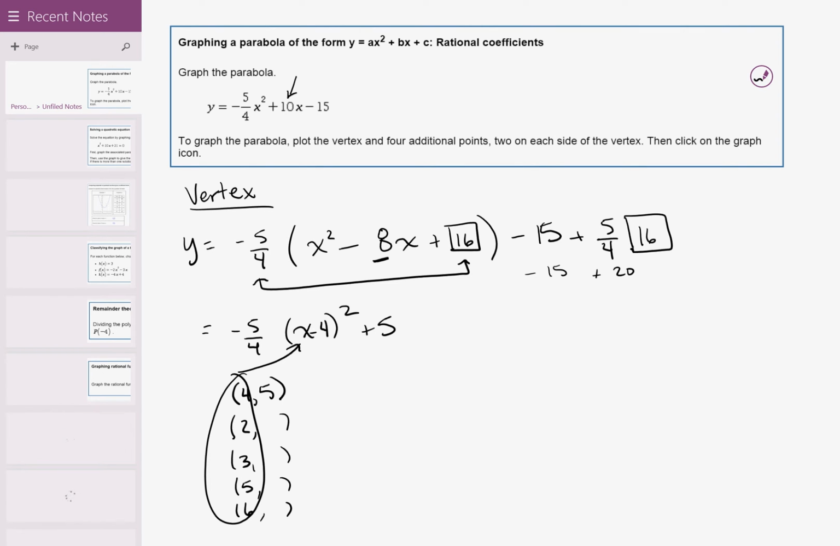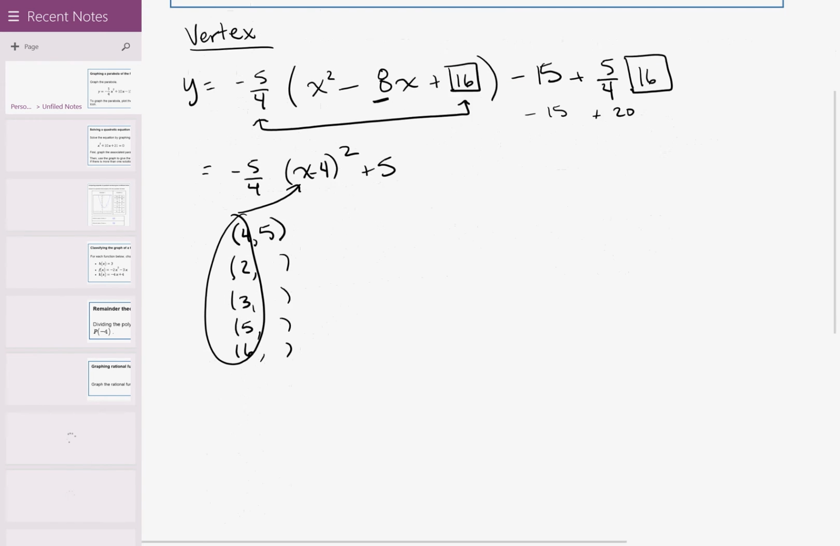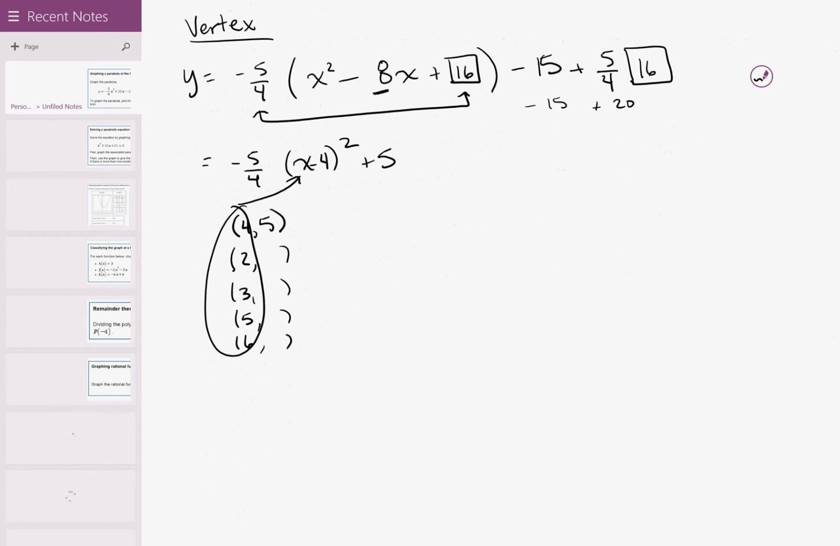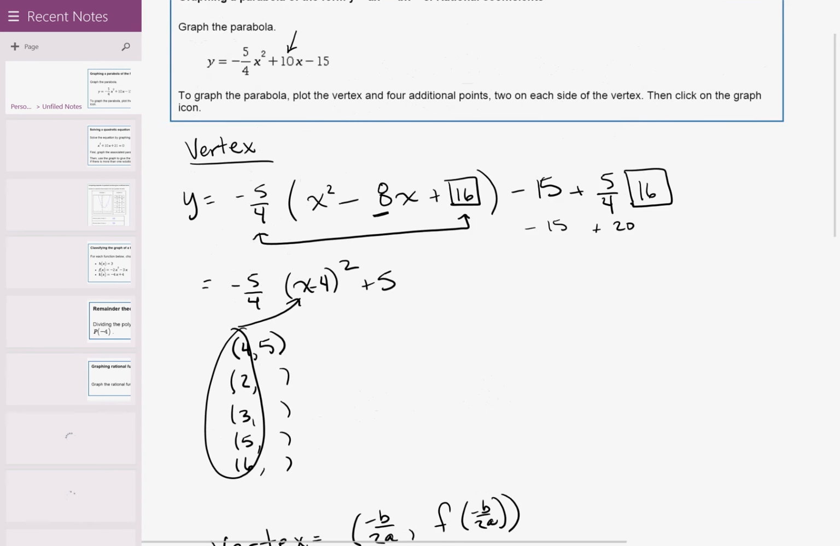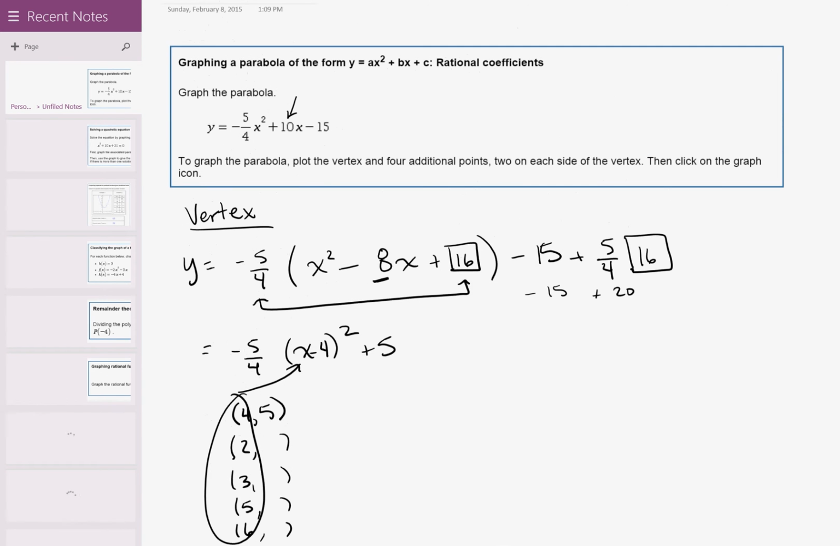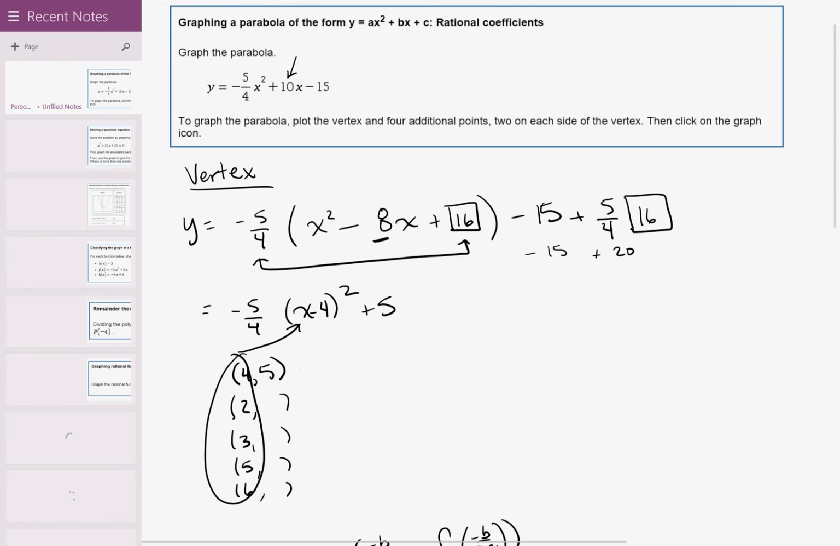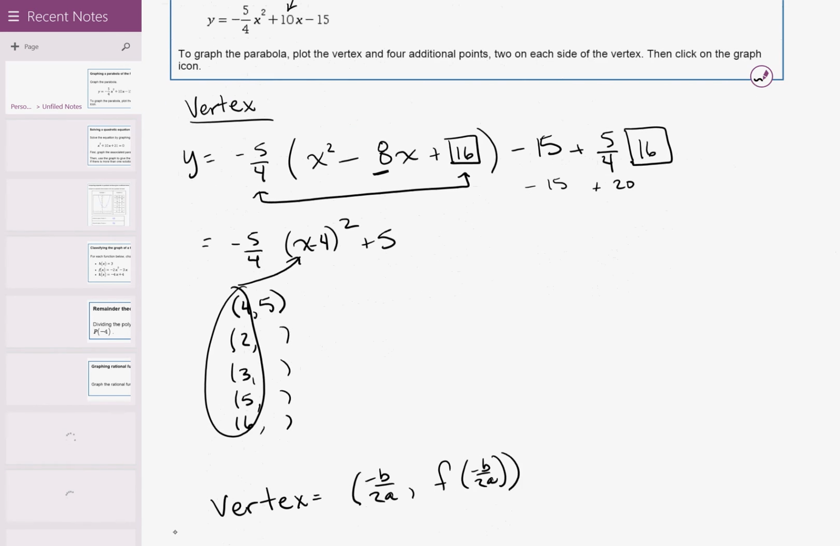The other way to do this is to know that the vertex happens at this point. Right, that is the ordered pair. So given the original, let me write this, let me get where I can see it anyway.